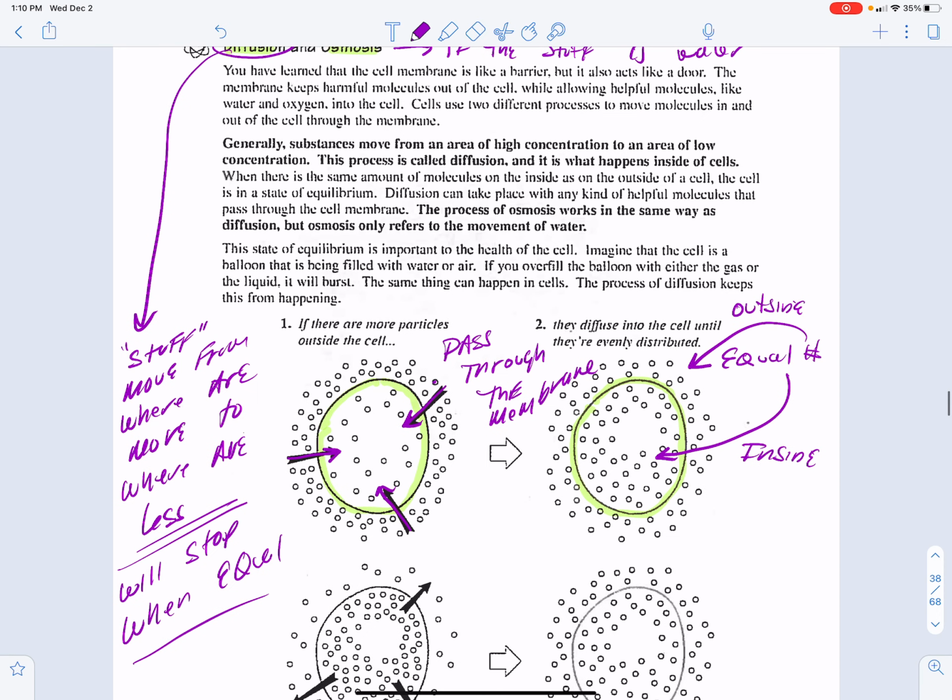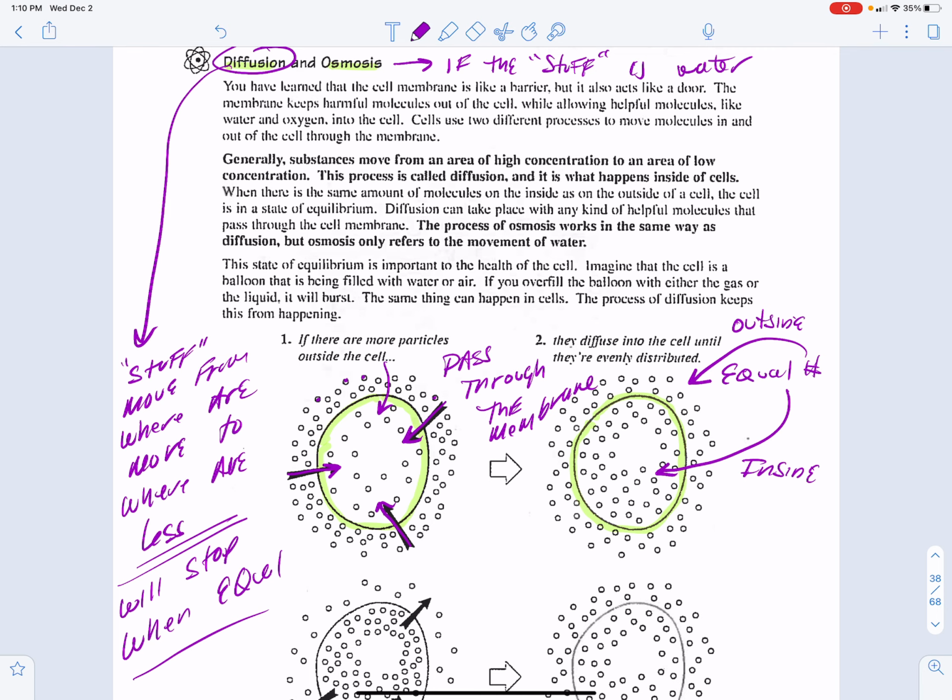Okay? You could use this with anything. For example, let's say alcohol. If you're having an adult beverage, and there's alcohol molecules, and these are the alcohol molecules here, right? The alcohol molecules are going to move from outside your cells to inside your cells until there's an equal amount inside and outside. Or if you're drinking water, if you're dehydrated, the water will go in through osmosis from where there's more to where there's less.